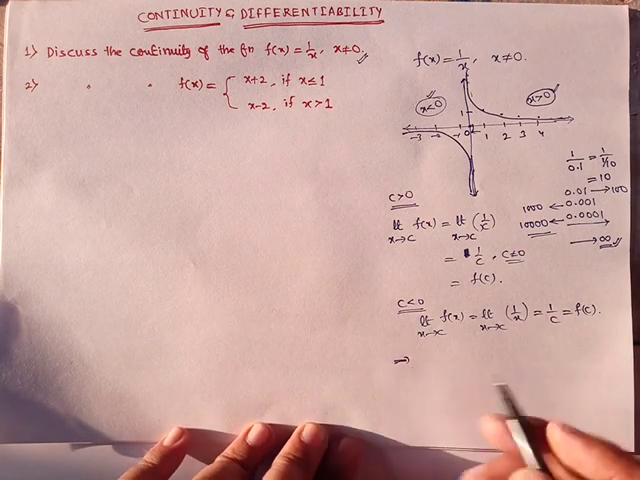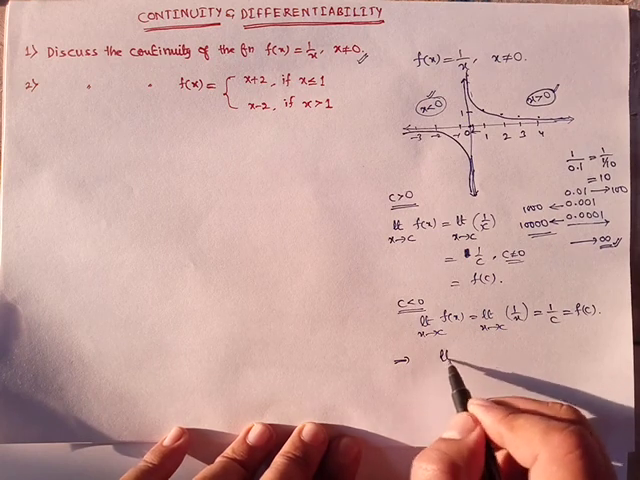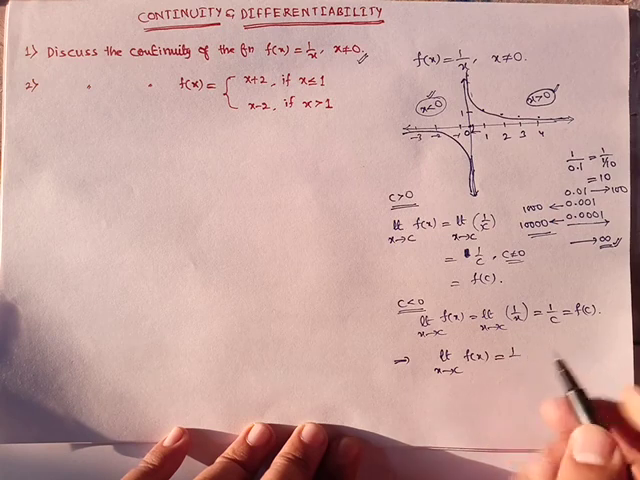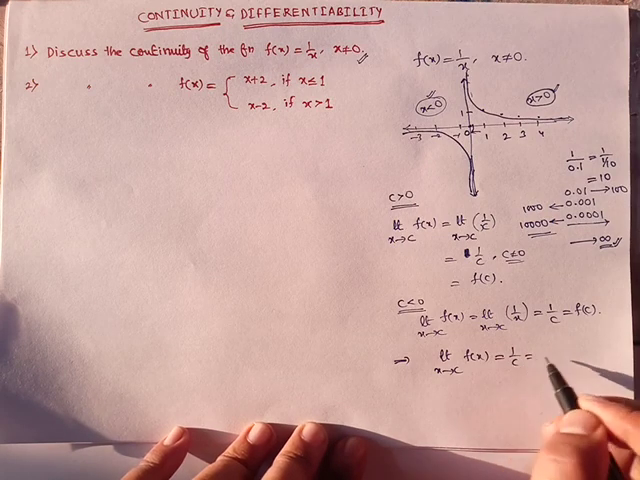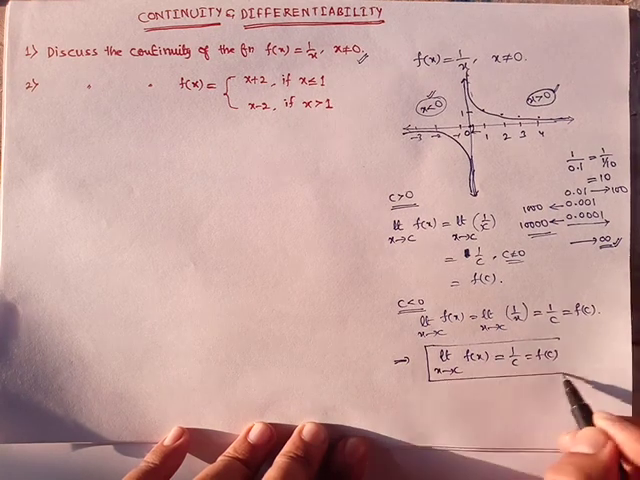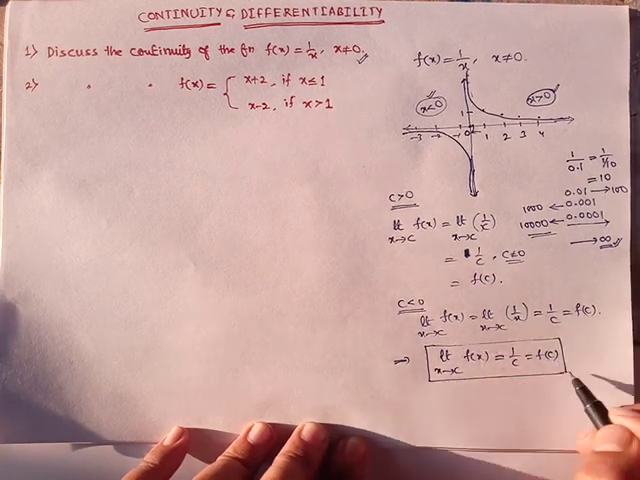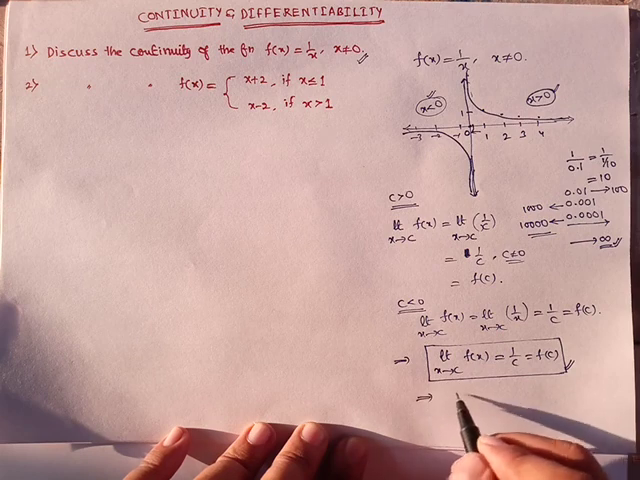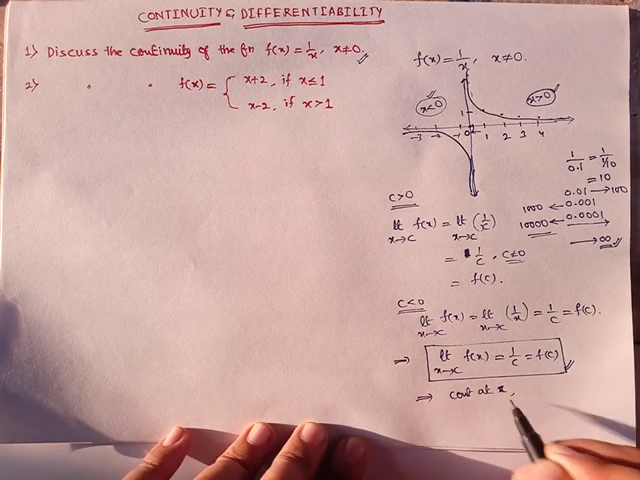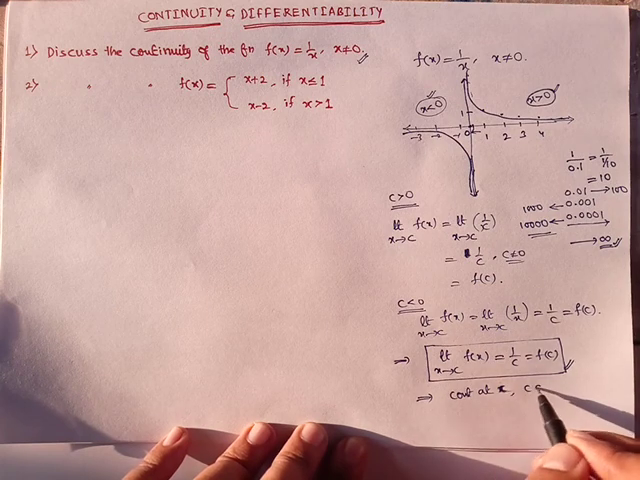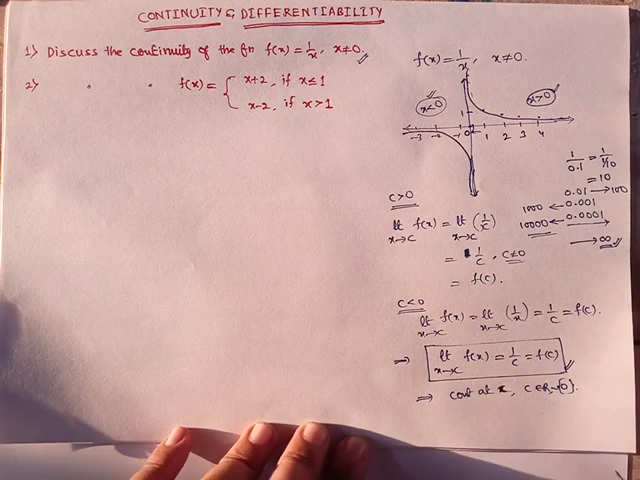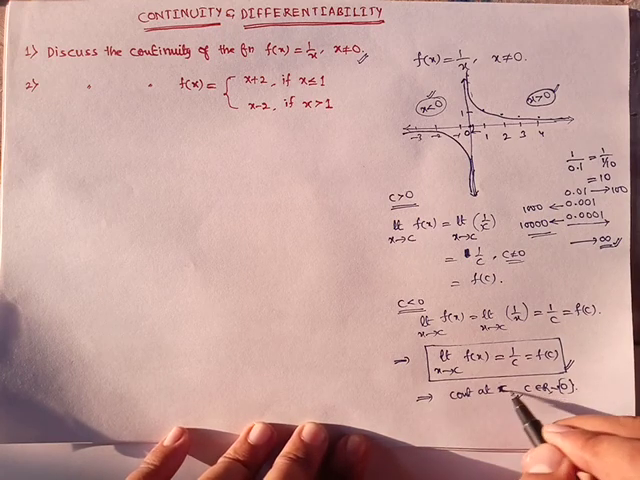In both cases, you are getting the value limit x tends to c, f of x is equal to 1 by c, which is nothing but f of c. By the definition we can say it is continuous at c, and c belongs to R, excluding 0, as it is not equal to 0. So it will be continuous at each and every place.